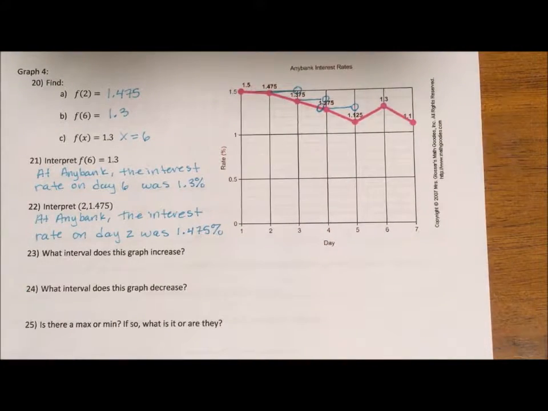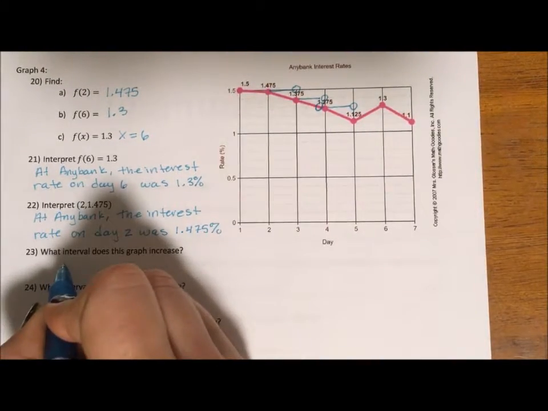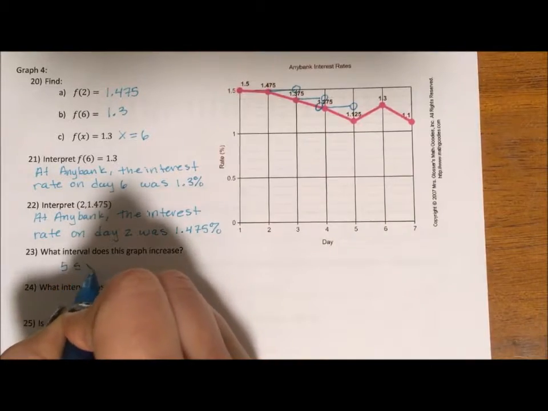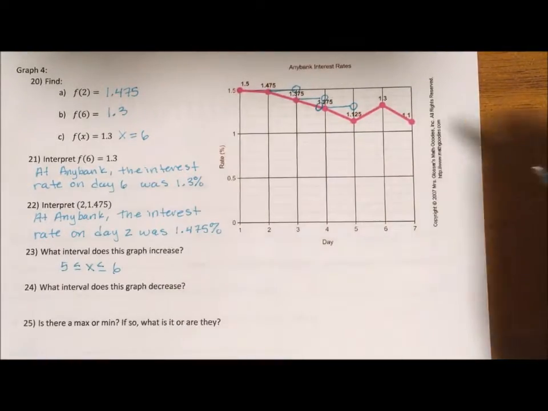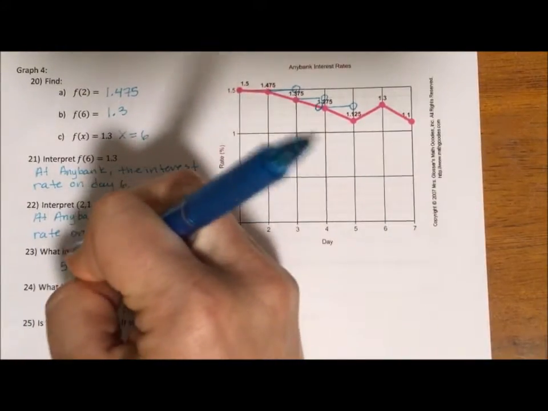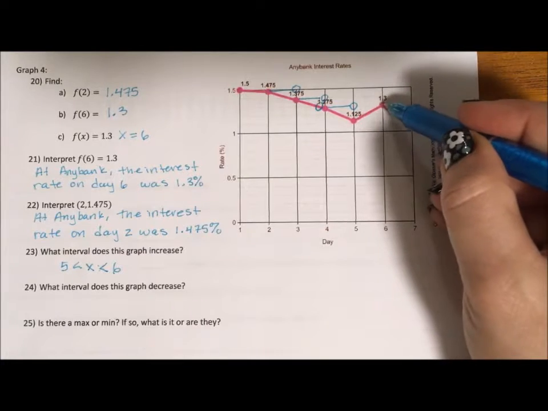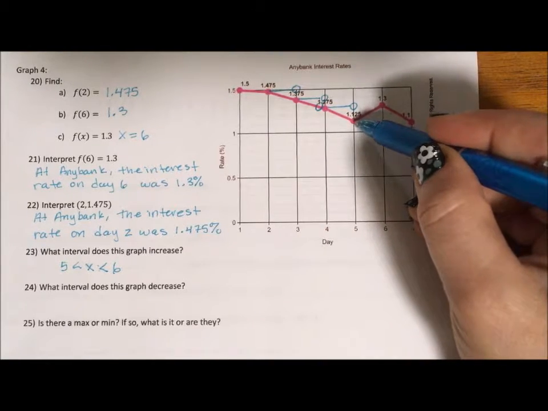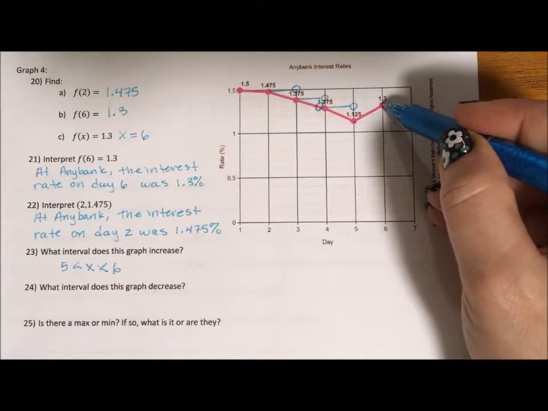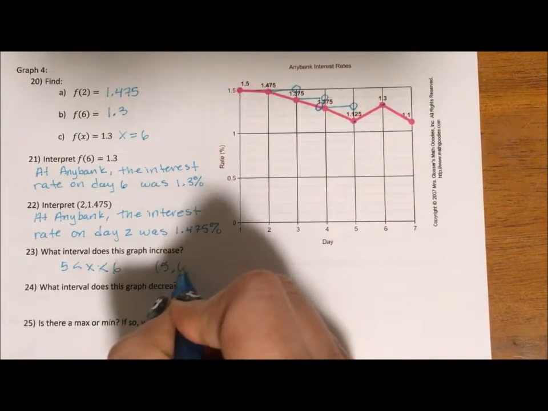Okay, what interval does this graph increase? Well, it increases right here. It increases from 5 is less than or equal to x is less than or equal to 6. Or we could, see, I keep on falling for those equals. 5 is less than x is less than 6 because this point is not increasing, it's held steady. This point is not increasing, it's held steady. It's just between those 2 dates, between 5 and 6.